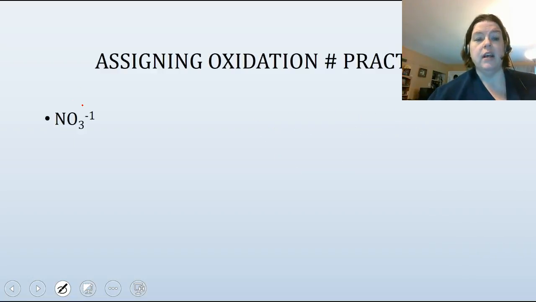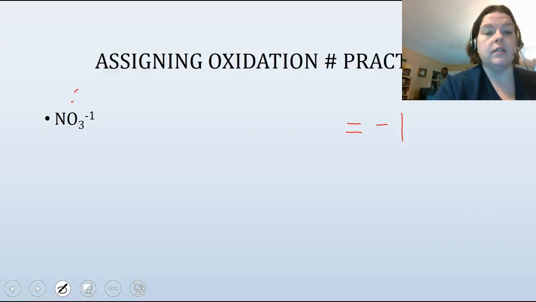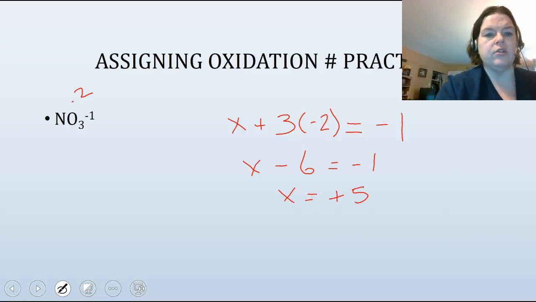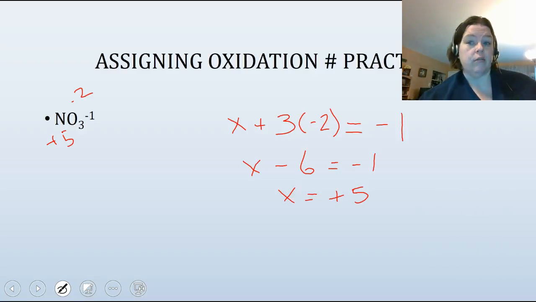All right, the next one, NO3 1-. Now this is a polyatomic ion, so that means that all the charges add up to a -1. O, again, always gets assigned a -2, so that means I've got 3 times -2 plus some number we don't know yet. So X minus 6 is equal to -1. So X is equal to +5. So the nitrogen here has a +5 charge. Pretty simple. It's just an algebraic formula.